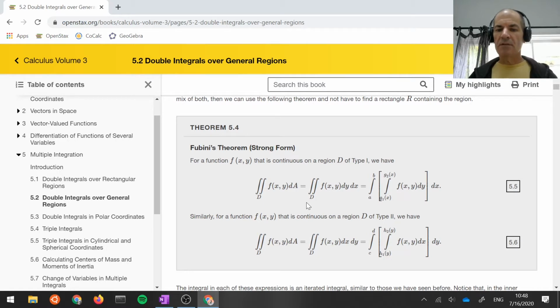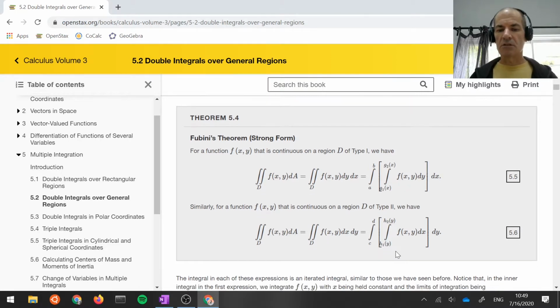Fubini's theorem applies here, so one can integrate it as if it were a region of type 1, where we go from the lower boundary to the upper boundary and then integrate from left to right. Or we can treat it as a region of type 2 where we integrate from the left boundary to the right boundary and then from c to d in the y direction. Fubini's theorem, remember, says that you can do the integration in either direction, and that's still true here for general regions.